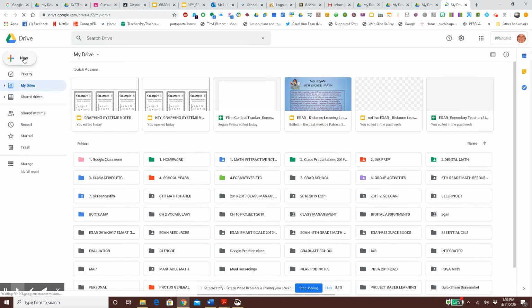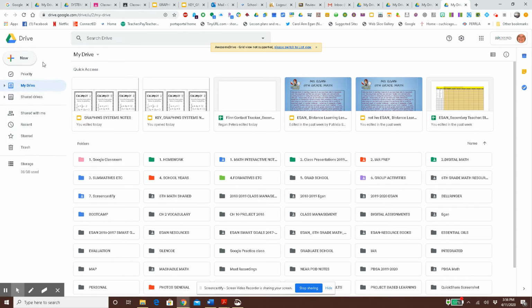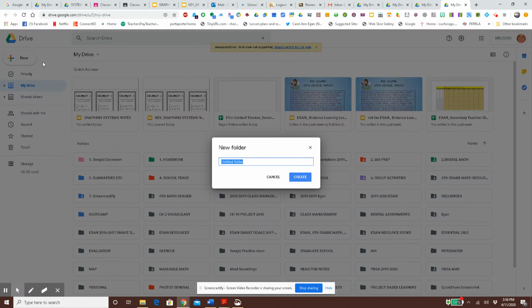And I want you to make a new folder, and title that Math Notes. You can even put 8th grade math notes, because this is going to be housed in your drive through RPS and Create.